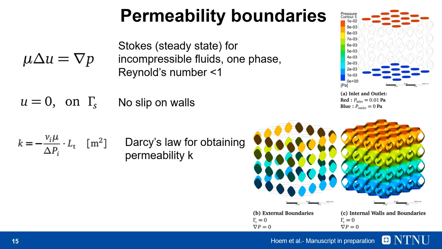We are using ANSYS Fluent to do all the permeability calculations. In the Fluent module, we are setting the inlet to 0.01 Pascal and the outlet to 0 Pascal. The external boundaries and internal boundaries are no-slip walls. ANSYS uses the Stokes equation, steady state, for incompressible fluids. There is one phase, water, and we are assuming a very low Reynolds number. Then we are calculating the permeability coefficient with Darcy's law.